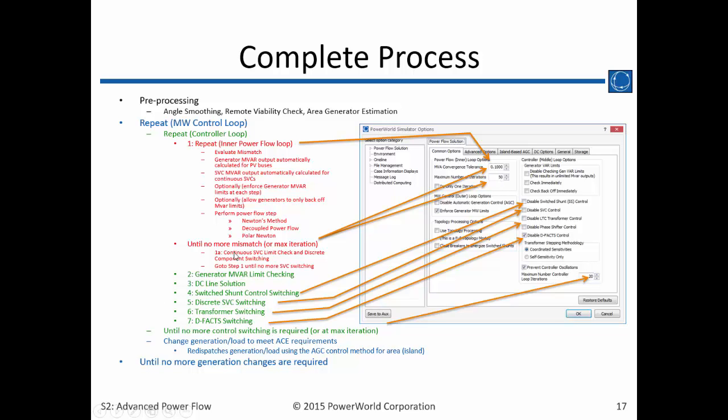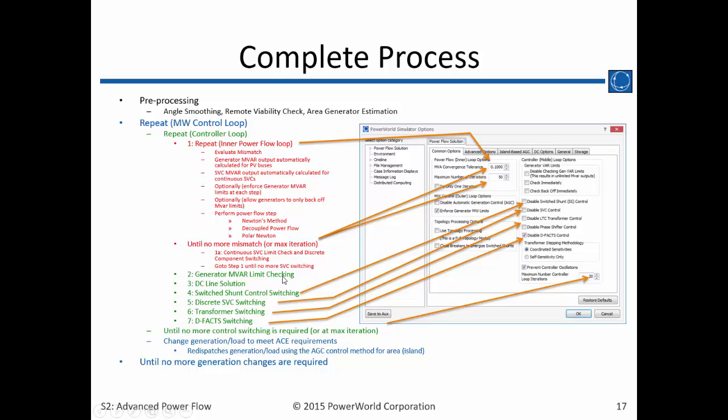And then for the middle loop, the controller loop, there are options related to that as well. You can disable switch shunt control, which turns off step 4. You can disable SVC control, which turns off step 5. You can disable LTC transformer and phase shifter controls, which turns off step 6. Or you can disable DFACs control, which turns off step 7.